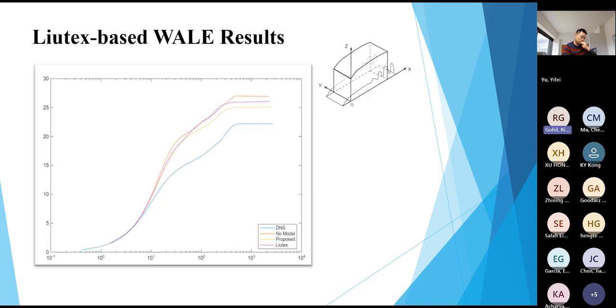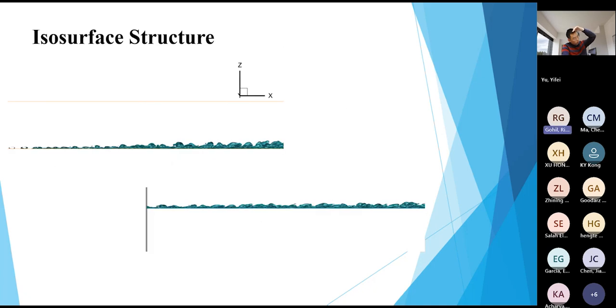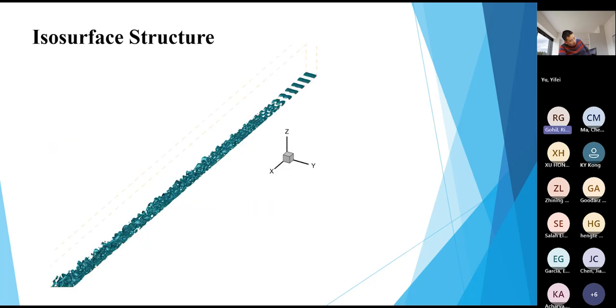Let's look into the results. This was the result where this is the DNS and this yellow line is the proposed Liutex-based WALE. It does perform better than the no model and simple Liutex. This is the isosurface structure. In the beginning, we can see the small circular structures, and this is at the end. This is the whole isosurface structure in 3D.